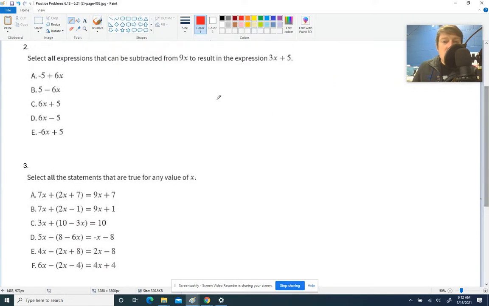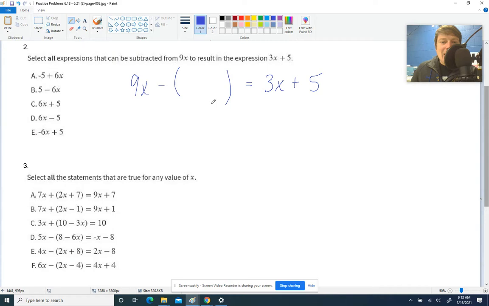Number 2, there is a question on your test very similar to number 2, so you might want to take heed of this one. We are to select the expressions that can be subtracted from 9x. So 9x minus one of these groups is going to equal 3x plus 5. That's what this is saying, okay? So 9x minus something over here that would equal 3x plus 5.